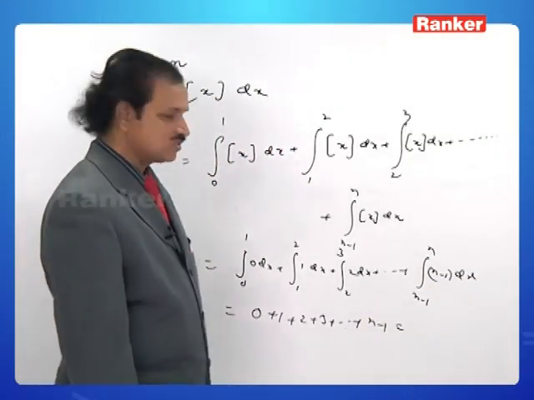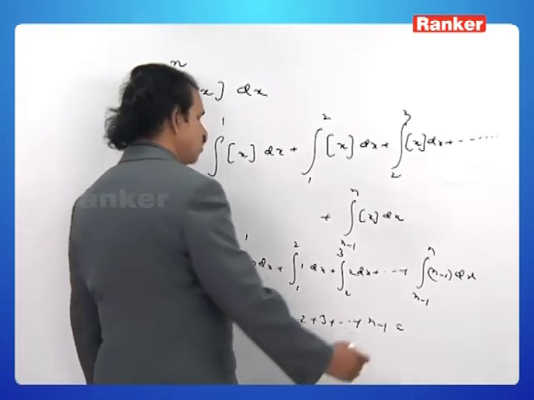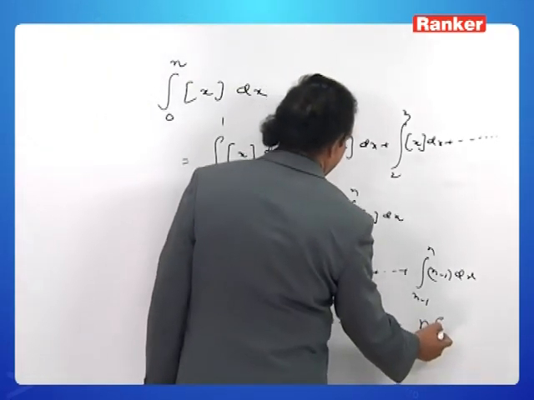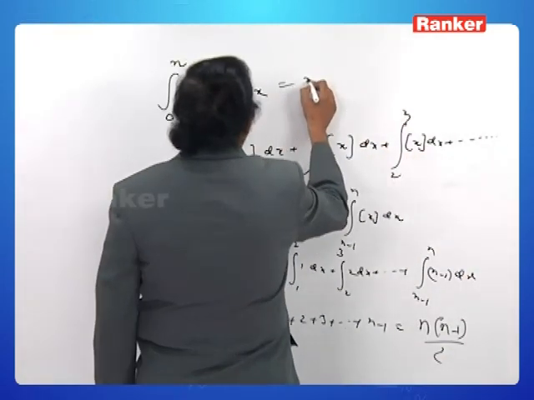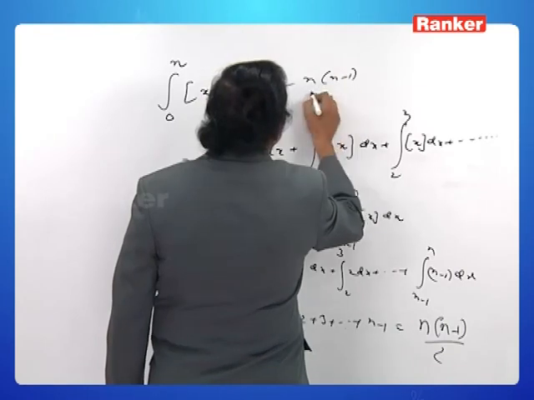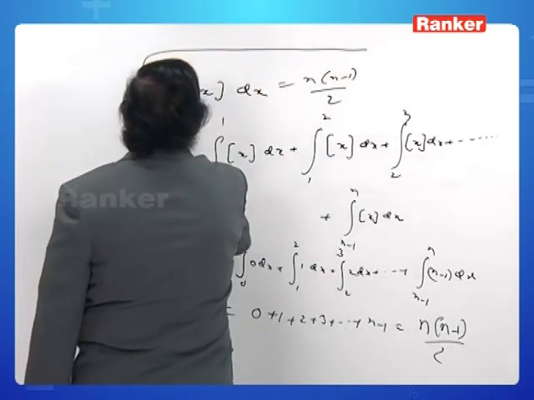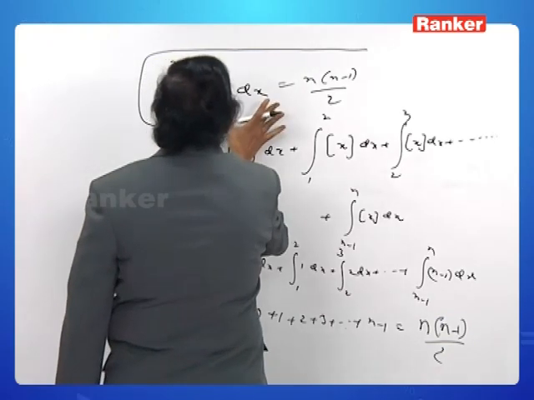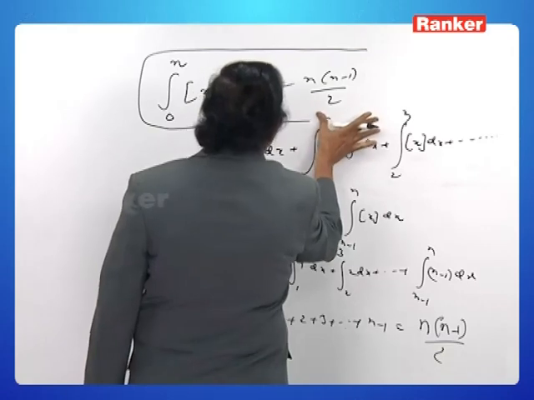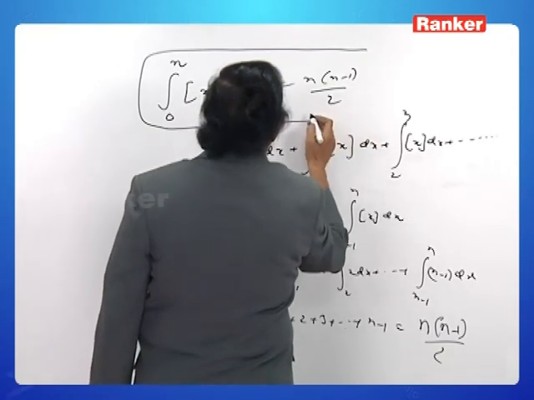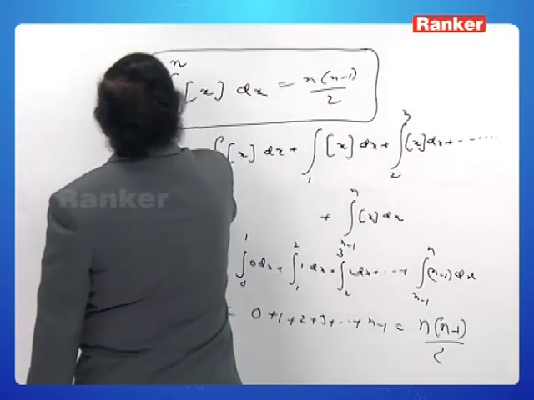What is that? 1 plus 2 plus 3 plus etc. and n minus 1 is nothing but (n minus 1) into n by 2, or n into (n minus 1) by 2. So this is one of the famous answers. It is so famous that you may have to recollect and remember and use it as and when it is required. It is beautiful.